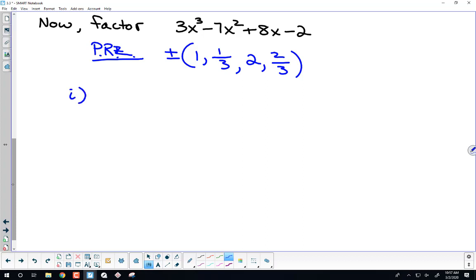So let's try, I don't know, x equals 1, and we're plugging that into, I don't want to call this f of x because my original function was called f of x, but I'm going to plug this into the thing that we're trying to factor, the 3x cubed minus 7x squared plus 8x minus 2.